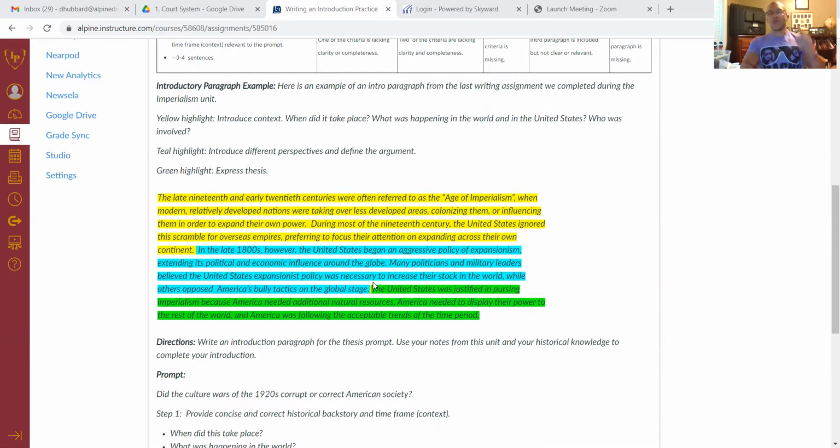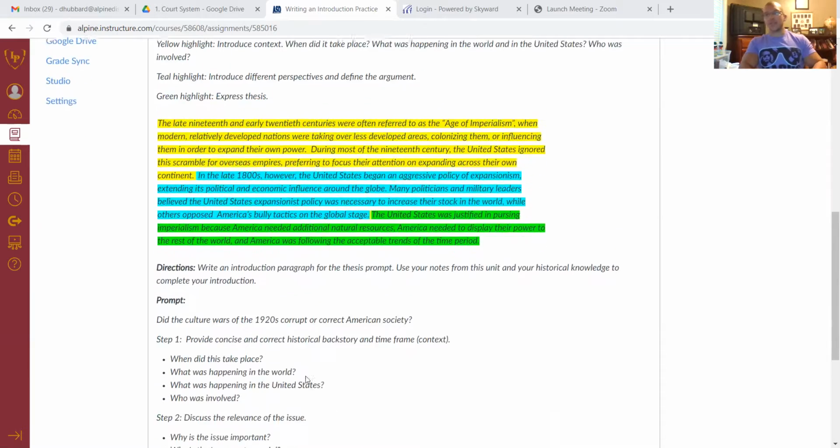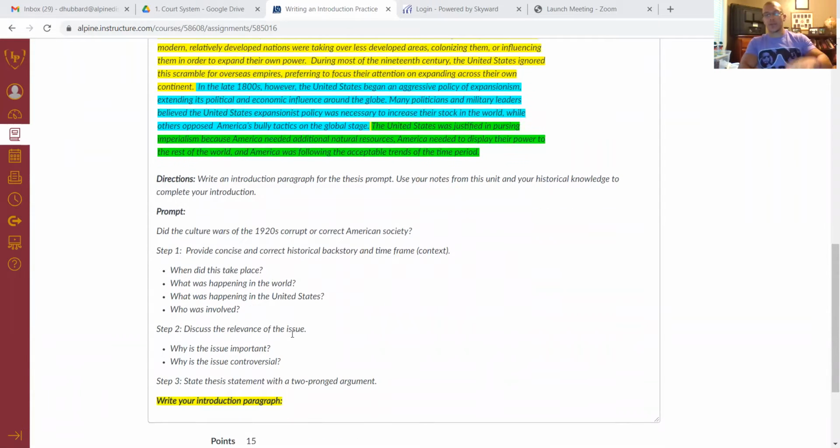So if you follow along with those 3 steps, the prompt that you are going to respond to, your introduction paragraph for this practice assignment has to do with the Roaring Twenties and the culture wars of the Roaring Twenties. I want you to use your notes. I want you to focus on those 3 steps. And I think if you go through it step by step, writing an introduction should not be that big of a deal.